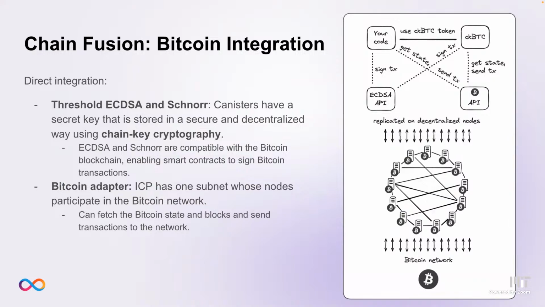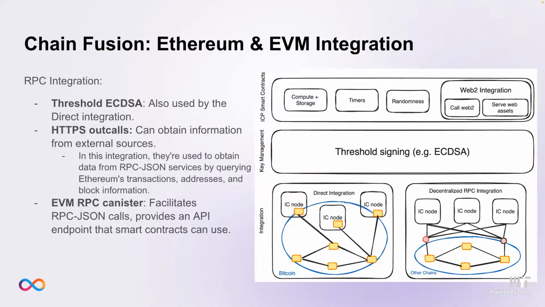A quick overview of our Bitcoin integration. So our Bitcoin integration is what we call a direct integration. This means that nodes on our network are running their own instance of Bitcoin. And so we are able to have smart contracts that are deployed on ICP communicate directly with these nodes. And we use some unique in-house developed cryptographic signatures called threshold ECDSA and threshold Schnorr. This just means that they're our versions of ECDSA and Schnorr, two forms of cryptography that are used by Bitcoin. And then the Bitcoin adapter just refers to our subnet of nodes that participate in Bitcoin.